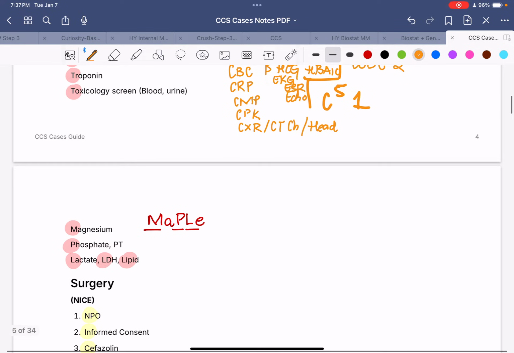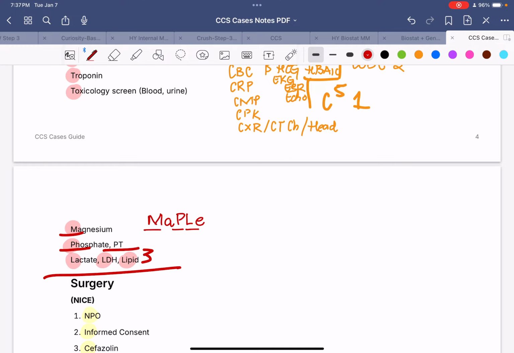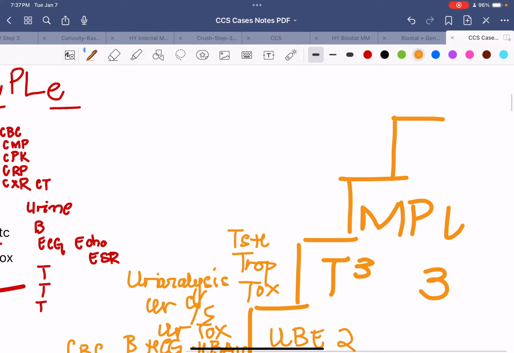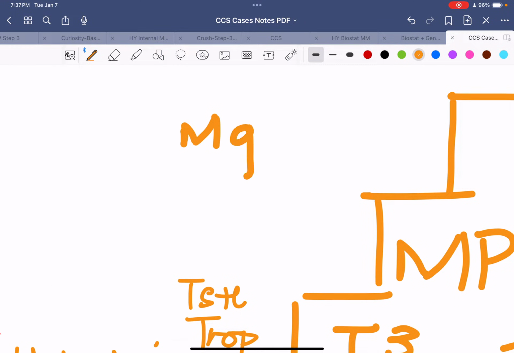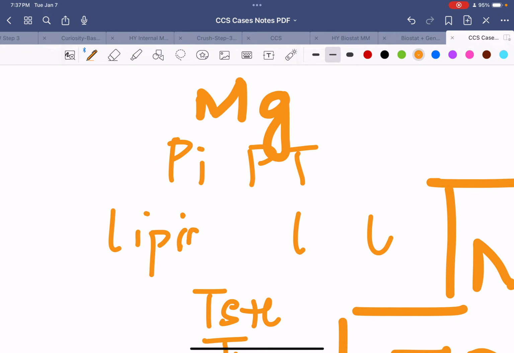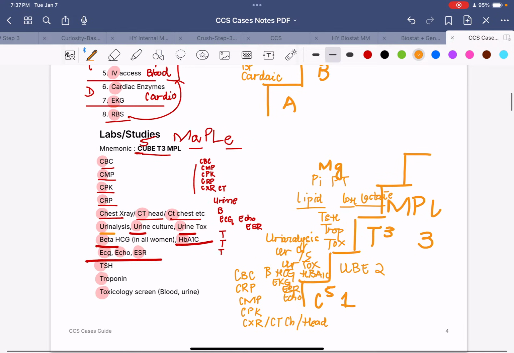Then we have the final fourth step, the D step, which would be MP and L, and L is here cubed. M is for magnesium, P is for phosphate or PT, L is for lactate, LDH, and lipid profile. So you can also remember it M1, P2, and L3. The M is for magnesium, the P is for phosphate and PT, and the 3 L's are for lipid profile, LDH, and lactate. If you have that in the back of your mind, it will be very easy for you to order the appropriate test.